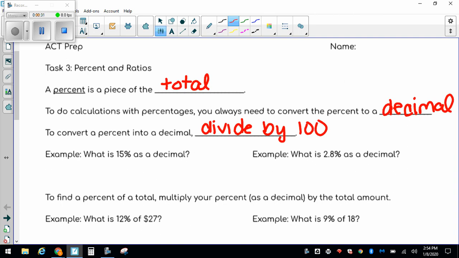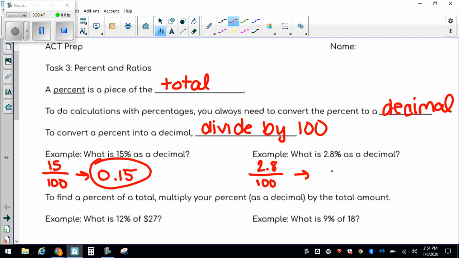You definitely need to do it with a calculator. 15%, so 15 divided by 100 turns into 0.15. 2.8%, we're going to divide by 100 again. So 2.8 divided by 100 turns into 0.028. So that much is easy enough. You always need to start by doing that if you see a percent.